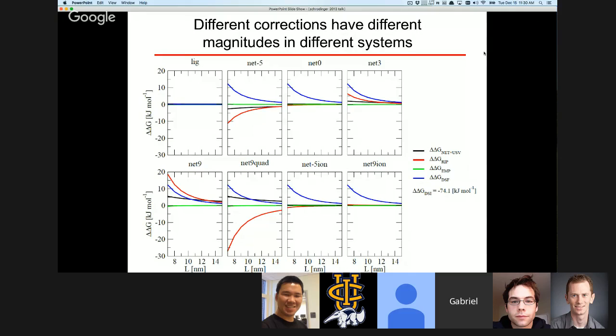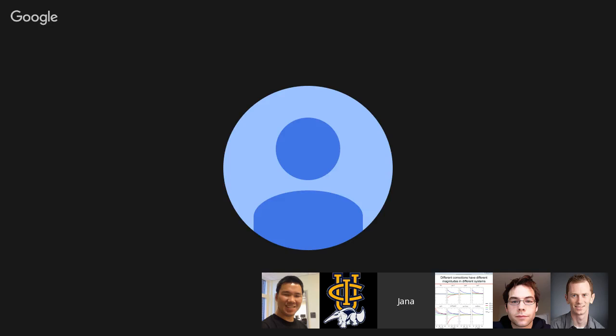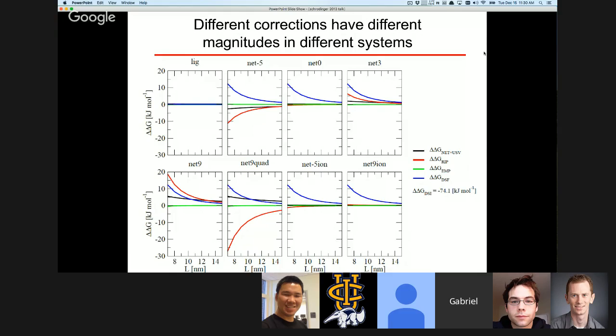And that's actually the biggest contribution to size dependence in almost all of these systems. You can see that in the systems that are neutralized, like net 5 ion and net 9 ion and net 0, almost all of the other terms are very small, except for this change in water density term.